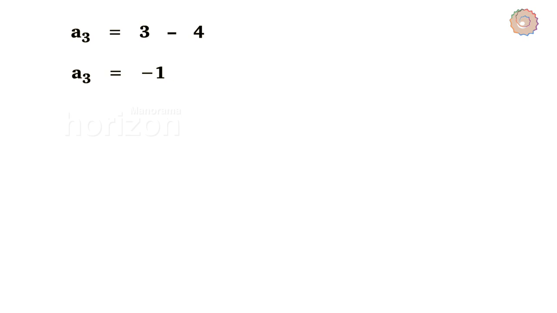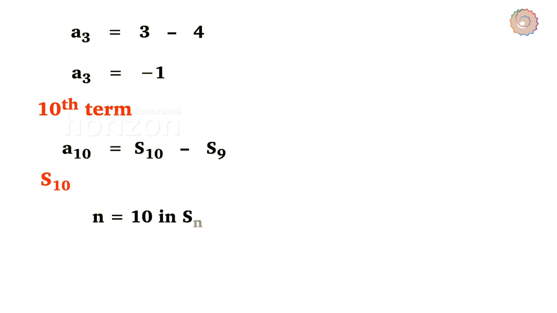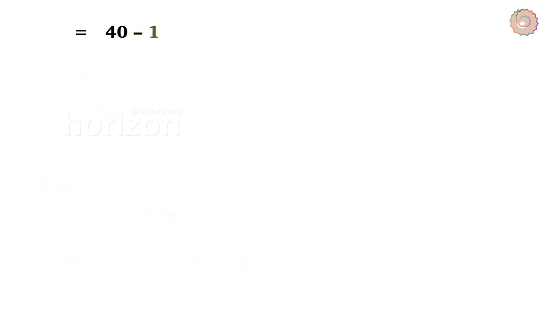Now, go for finding the 10th term. So, A10 is equal to S10 minus S9. Now, find S10, put n equal to 10 in Sn is equal to 4n minus n square. We get S10 is equal to 4 into 10 minus 10 square, which is equal to 40 minus 100, and we get it as minus 60.